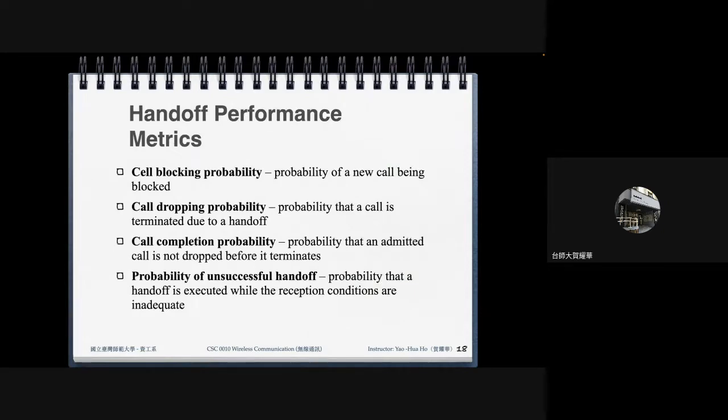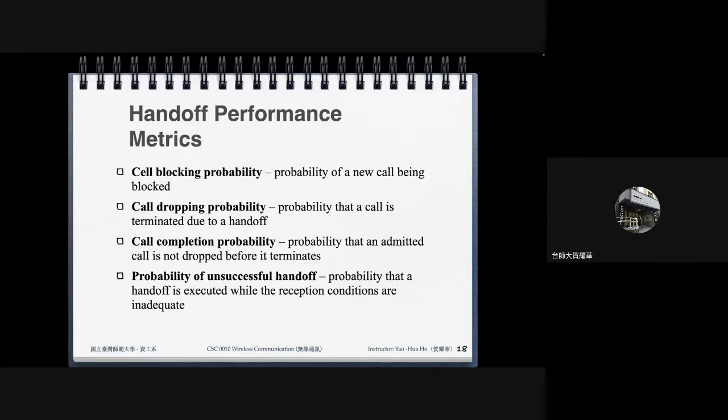Now, the propagation effect will reduce the signal strength, right? So when you connect a mobile device to one base station, if I move farther away, that signal gets weaker, and that is a propagation effect. That means if the signal between one base station and the mobile device gets weaker, you will reconnect to another base station by handing off. Now, handoff has performance metrics.